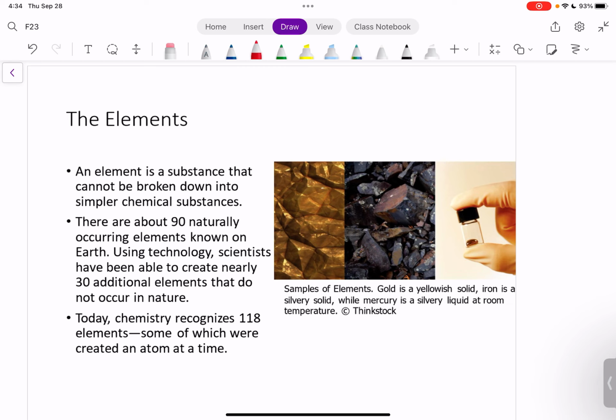There are about 90 naturally occurring elements that are known on Earth, but scientists have actually been able to create additional elements that don't naturally occur. This is just using different technology. So today, we actually recognize 118 elements. If you look at a periodic table and it doesn't have 118 elements on it, that probably means it was a little bit of an older periodic table.